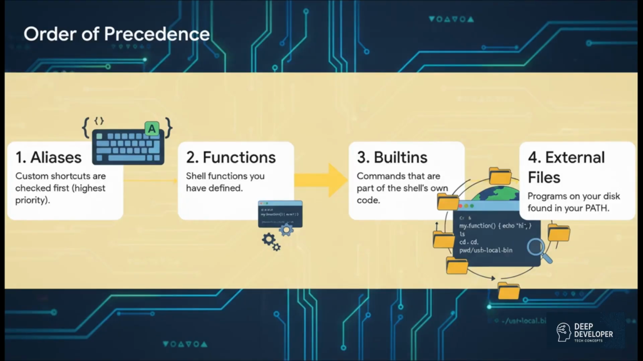See, the shell follows a very strict order to decide that winner, a pecking order, if you will. First, it looks for aliases, always first. If it finds one, it stops right there and uses it. If not, it moves on to step 2: functions, then step 3, built-ins, and only as a last resort, at step 4, does it go hunting through your system path for an external file. The first one it finds on this list wins, period.